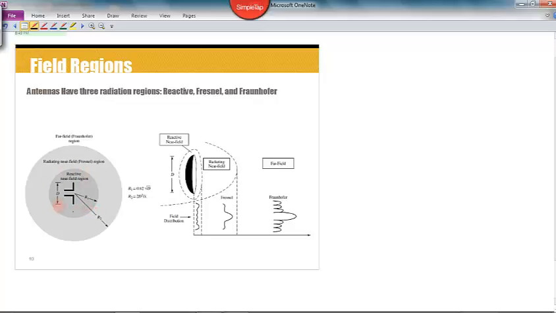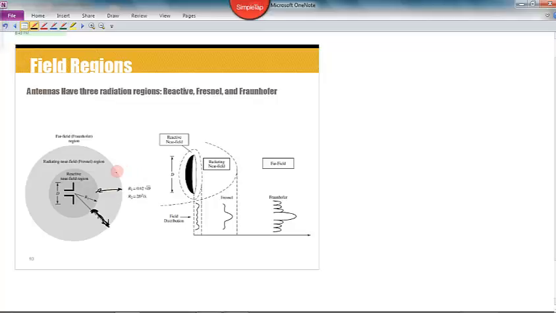Then as we leave the reactive near field region, we get into what's called the radiating near field region, also called the Fresnel region. And in here, the angular field distribution is dependent upon the distance from the antenna. So the density and distribution of the E field and the H field is dependent on distance away from the antenna. And that's because we can't consider radiation in this portion as a plane wave yet. So basically what we're saying is in this portion of the radiative field, our plane wave approximations don't work.